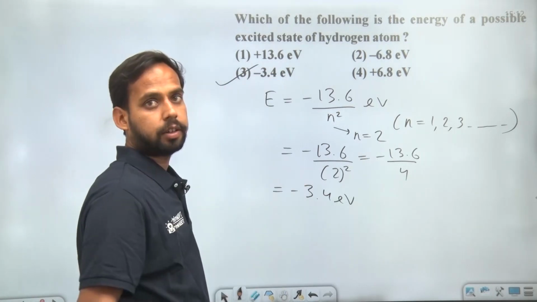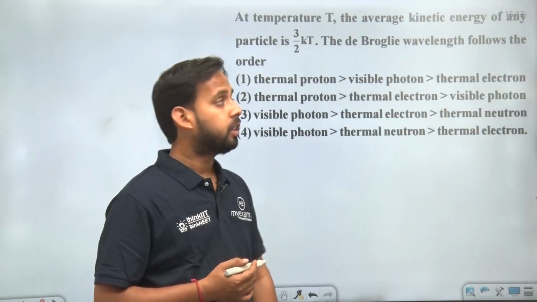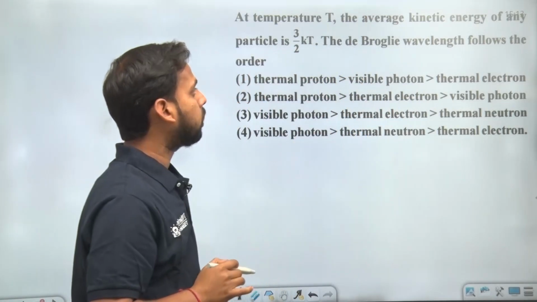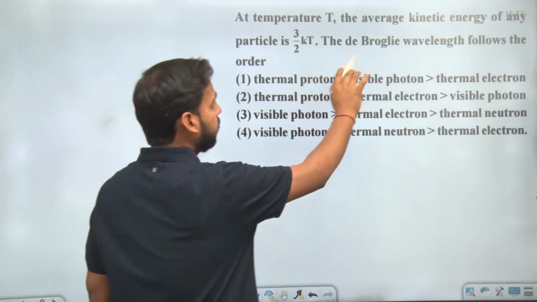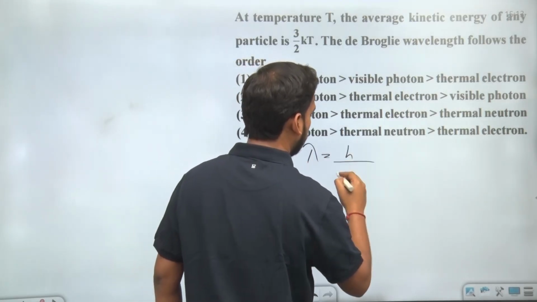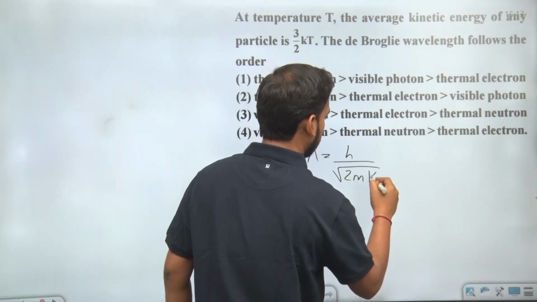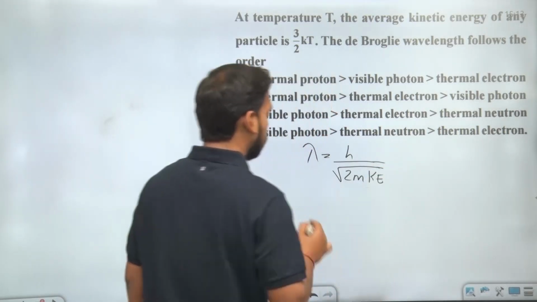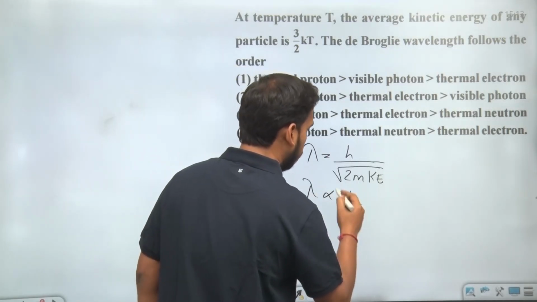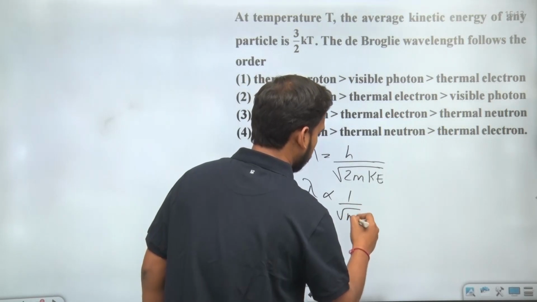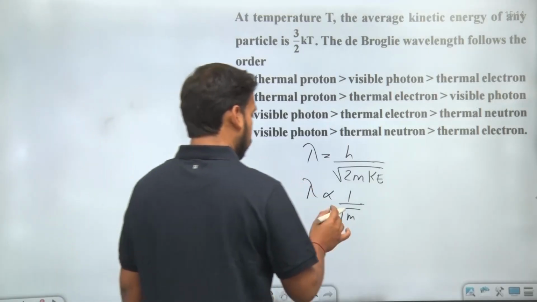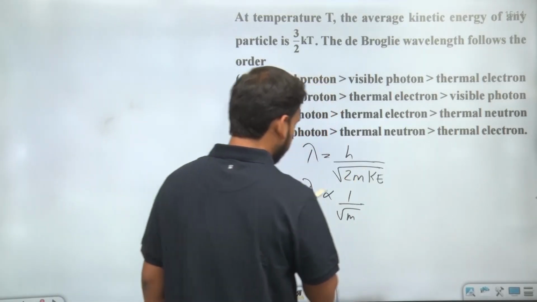be the correct. Next question, at temperature T, the average kinetic energy of any particle is given as 3 by 2 kT. The de Broglie wavelength follows the order. So if we see the kinetic energy relation with the wavelength, lambda is equal to h upon under root of 2mKE. So from here we will see that lambda is inversely proportional to mass. Lambda is inversely proportional to the mass of the particle here. So the lesser the mass, the higher the wavelength.